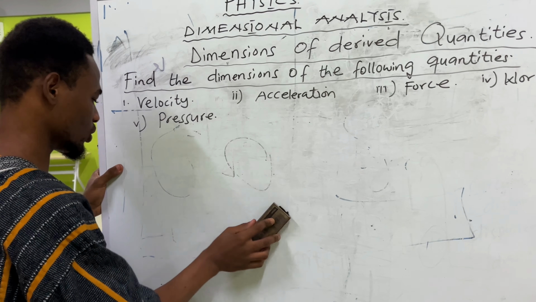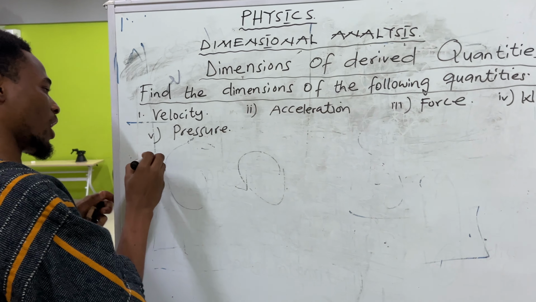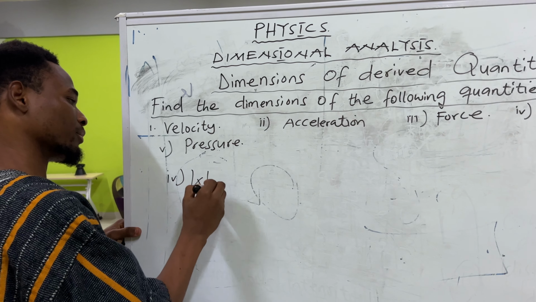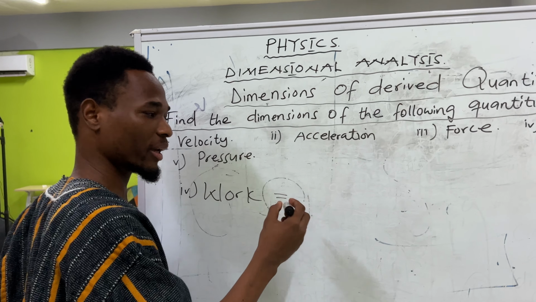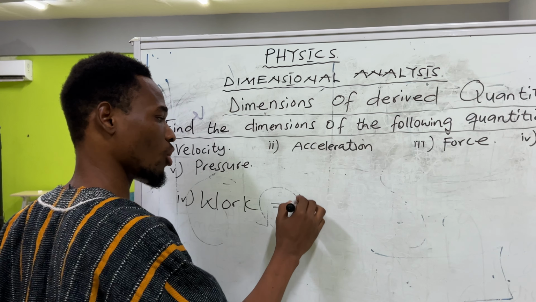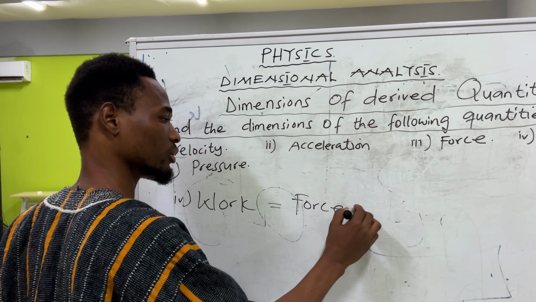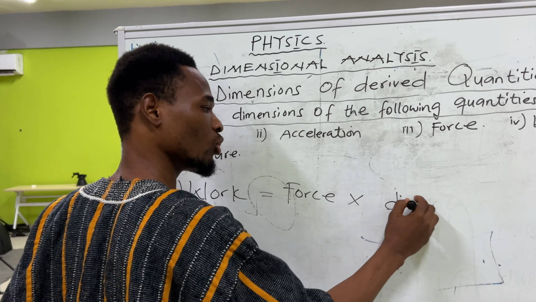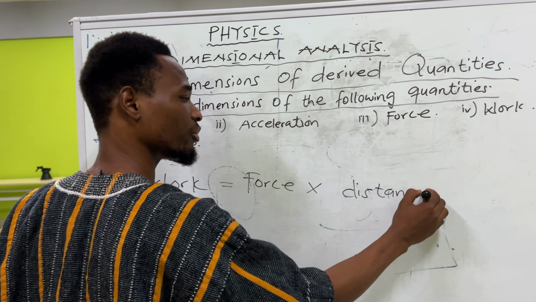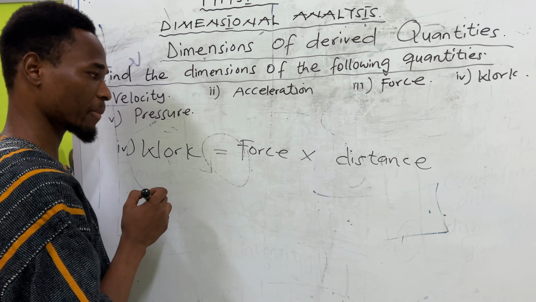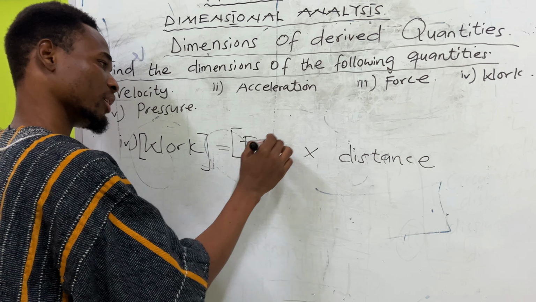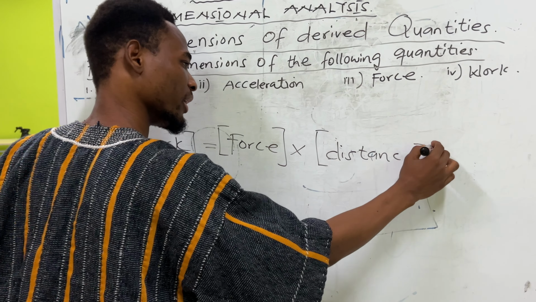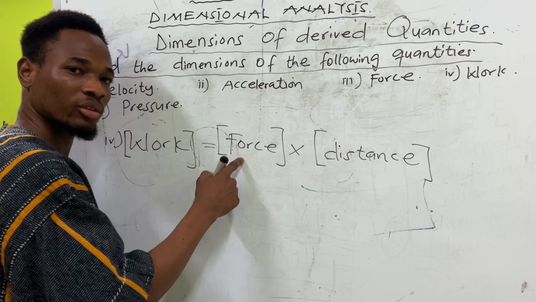Let's see how it goes. Work done is given by the formula force times distance moved in the direction of the force. I take the dimension on both sides. Force. What's the dimension for force?